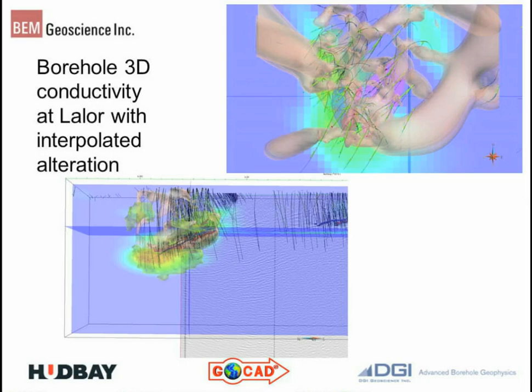something focusing these currents that are perpendicular, cross-cutting the lenses. And there is some correlation with this alteration halo. So maybe some of this conductivity is related to alteration. Okay.